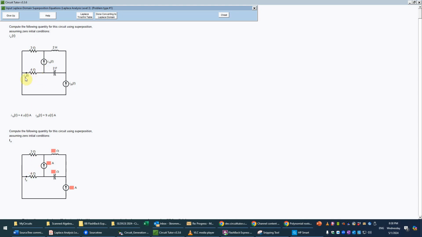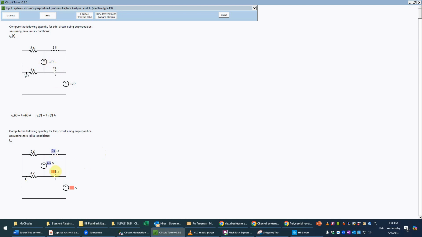The sought current has been rewritten as I naught bar, or bold I naught, which indicates it's in the phasor domain now. It's a function of S rather than T. For the 2 Henry inductor, we remember the inductive impedance is given by SL, so that will just be 2S ohms. For the current source, I1 of t is just 4U of t, so hopefully remembering that the Laplace transform of that is just 4 over S. And if you ever need Laplace transform pairs, they are available from this table.